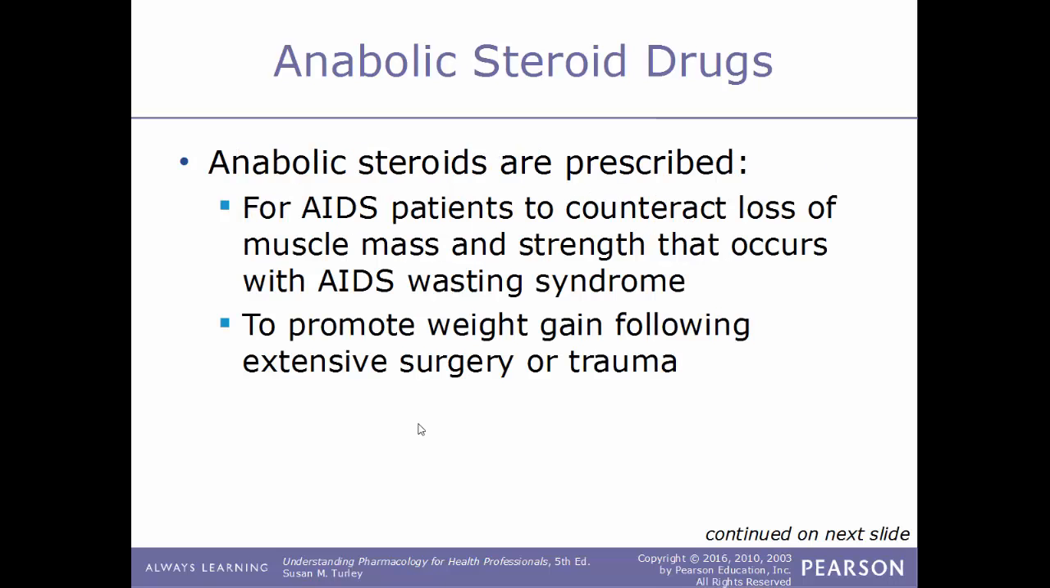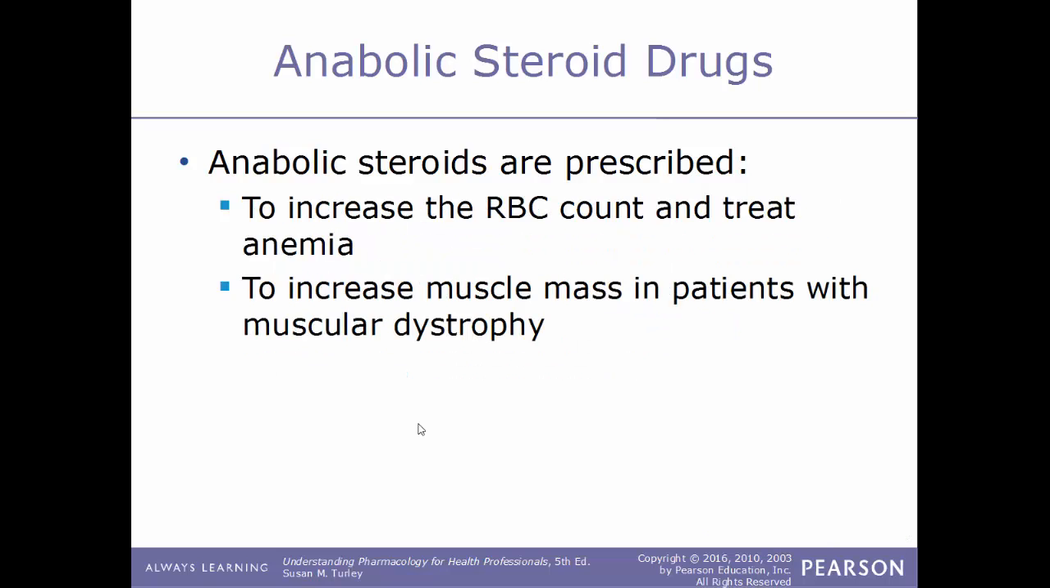Now, anabolic steroids are prescribed for AIDS patients to help counteract the loss of muscle mass and the loss of strength that often occurs with the AIDS wasting syndrome. This is also prescribed to promote weight gain following an extensive surgery or trauma. So anabolic steroids can also be prescribed to increase the red blood cell count and to treat anemia. And they can also be used to increase muscle mass in patients with muscular dystrophy.